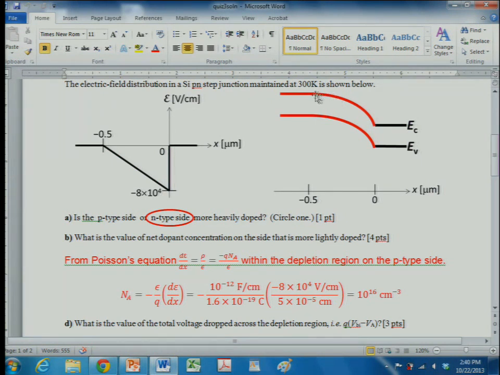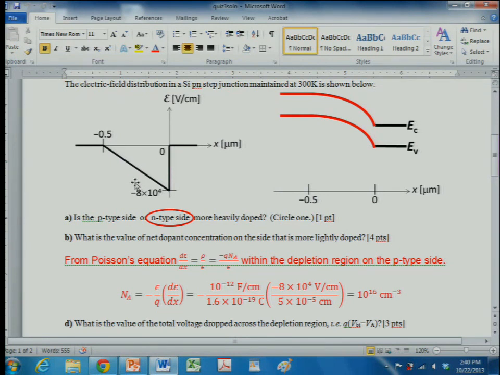In any case, the gradient is more shallow here. It's less steep here than it is here. That's because the value of the electric field is smaller here than it is here. So that's why it should be concave this way. If you drew it the other way, coming down faster and then gradually merging into EC or EV, that would be the wrong shape for the electric field.